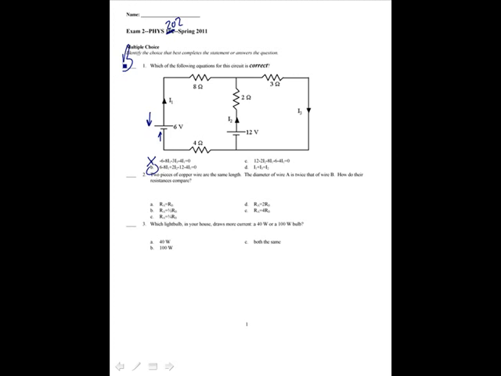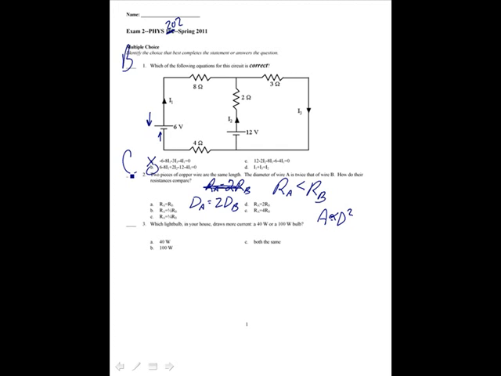2 pieces of copper wire the same length. The diameter of wire A is twice that of B. That means wire A is bigger. That means that the resistance RA is less than RB. And because the area is proportional to the diameter squared, that factor of 2 turns into a 4. Since it's smaller, it's 1/4. So the answer is C.